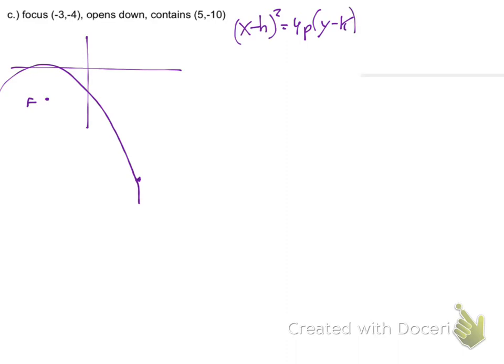Do I know anything off of here? Could I gather anything from this? It should be x plus 3. Why is it x plus 3? Because its h value is the first one. Guys, the focus and the directrix have the same x value. So that means this line of symmetry includes a vertex, which means it has to be at -3. So we know this is going to be x plus 3 squared equals 4 times something, y minus something. I don't know those two.